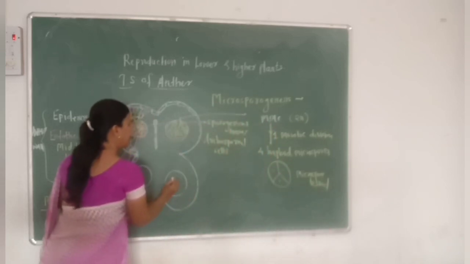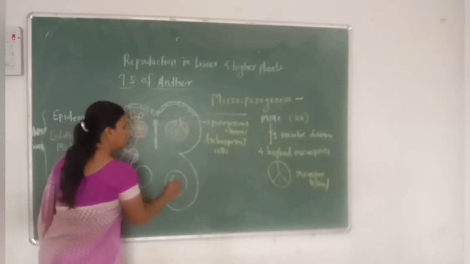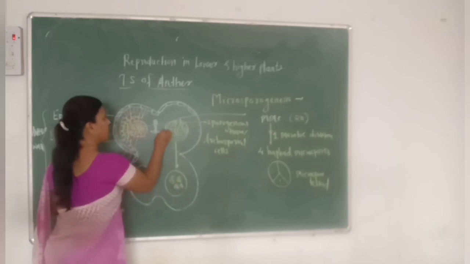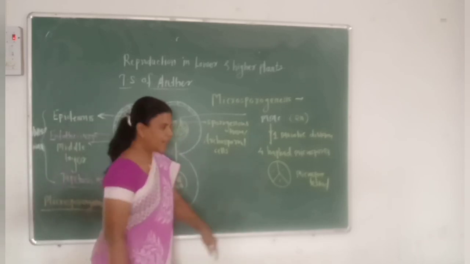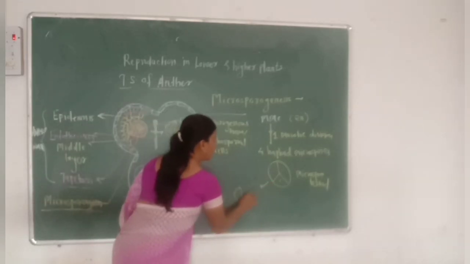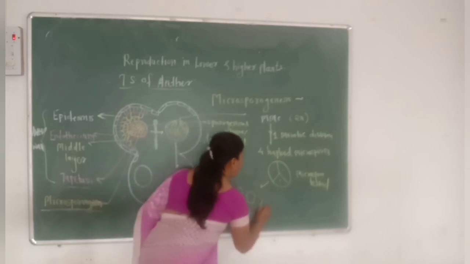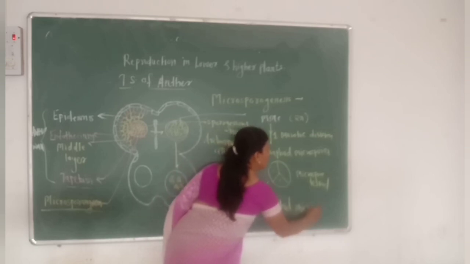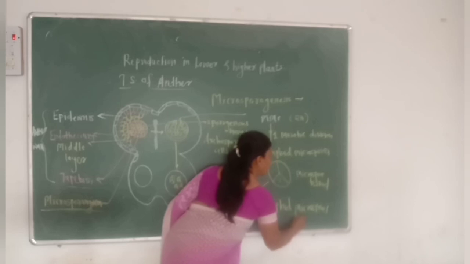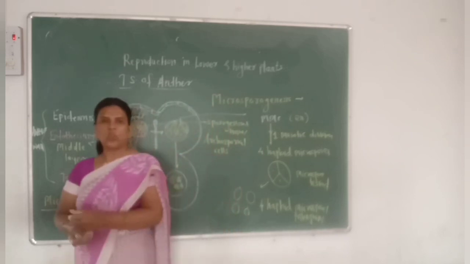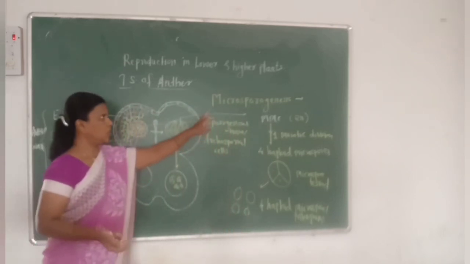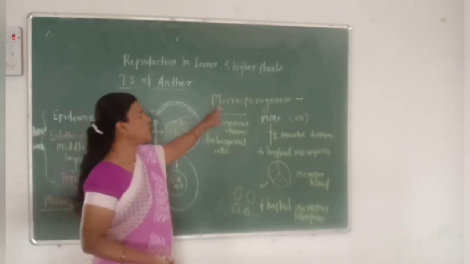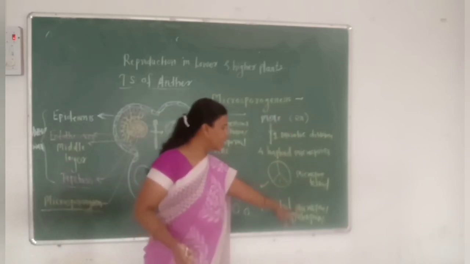Now, in this sac, we actually draw the microspore tetrads. These microspore tetrads get separated from each other to form 4 haploid microspores, or we call them pollen grains. Thus, the process of microsporogenesis takes place. The process of microsporogenesis, that is the formation of microspores or pollen grains, is called microsporogenesis.